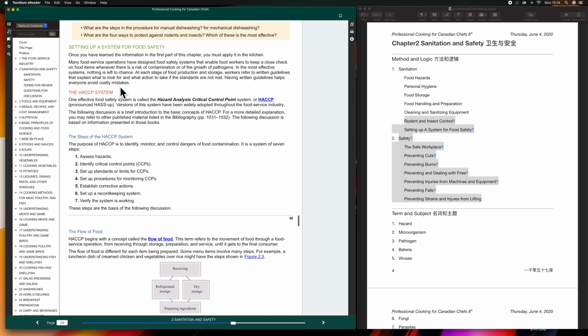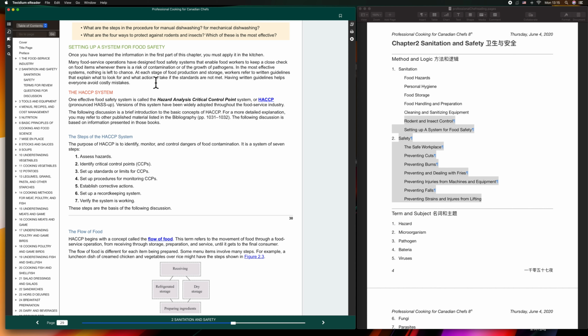这就完了，然后我们讲下一个，setting up a system for food safety。这个 setting up system 特别重要。所谓 system 就是说，如果有一个新的人来了你的厨房，你一定要让他很方便地去 follow 这个东西，不是说你非得强迫他或者培训他或者 force 他去做这个，尽量建立一个比较自然的、容易让人学习和操作的 system，这很重要。Once you have learned the information in the first part of the chapter, you must apply it in the kitchen. Many food service operations have designed food safety systems that enable food workers to keep a close check on food items whenever there is a risk of contamination or of the growth of the pathogens. In the most effective systems, nothing is left to chance.